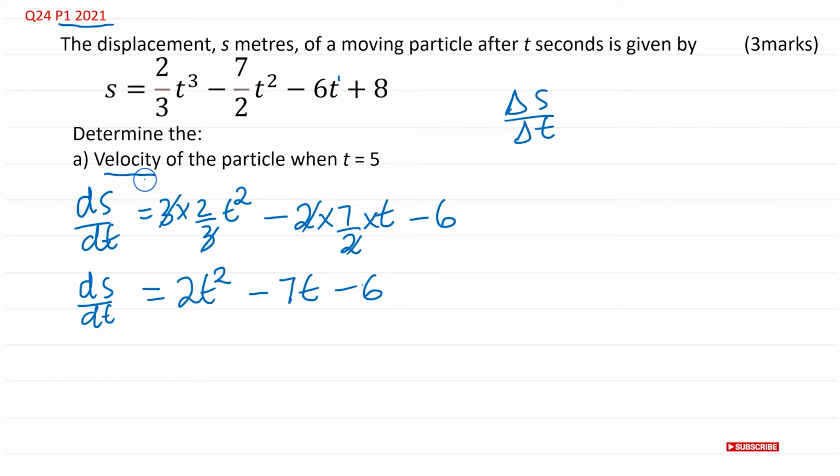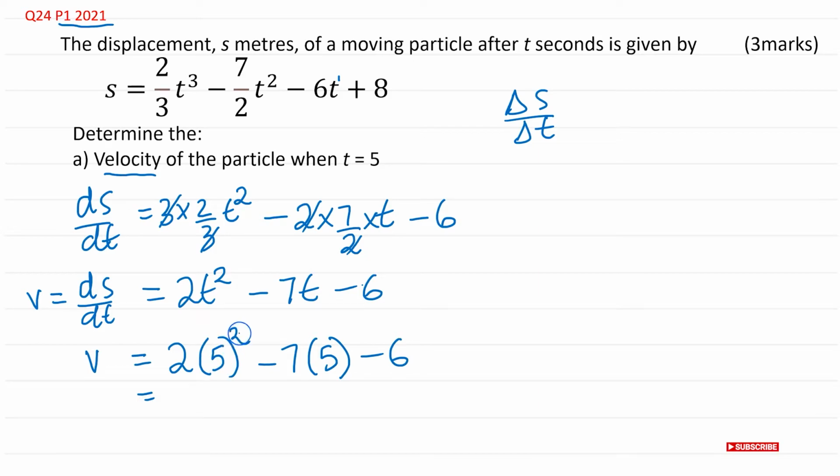So we are told to find velocity when t is equal to 5. So obviously guys, this is our velocity. So v is going to be equal to 2, and instead of t, we're going to put 5 because we know what time is. So that's going to be 5 squared minus 7 times 5, minus 6. Alright, so bit of maths, 5 squared first, 25 times 2 is going to give you 50, and then 7 times 5, this is going to give you negative 35, take away 6 is going to give you 9 meters per second. So your velocity then at t equals 5 is 9 meters per second.